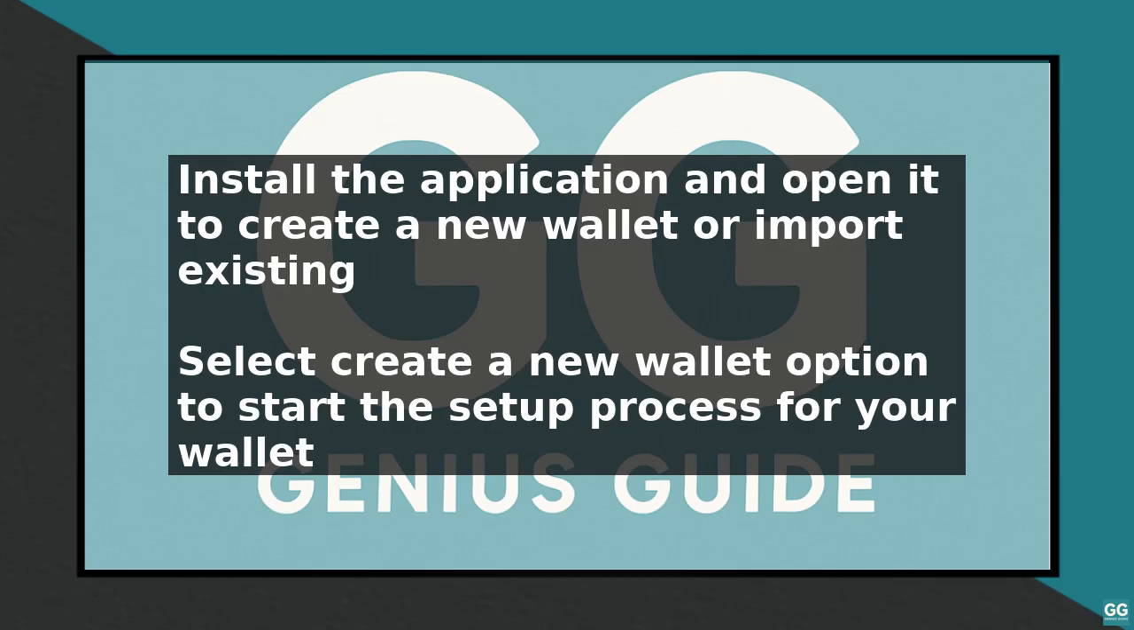You will be asked to create a PIN or password to secure your wallet. Choose a strong and unique password that you can remember, as this will be used to protect your wallet. Next, you will be given a set of recovery words or phrases. These words are used to recover your wallet in case you lose access to it, so make sure to write them down and store them in a safe place.